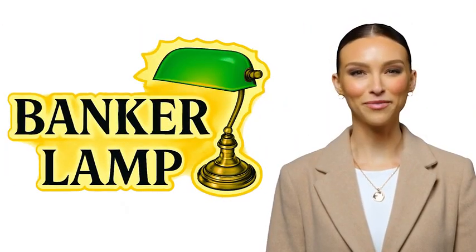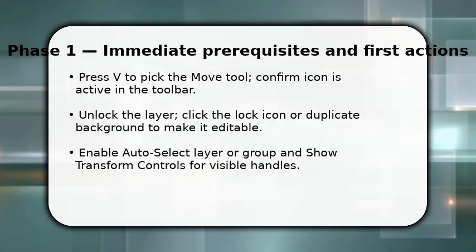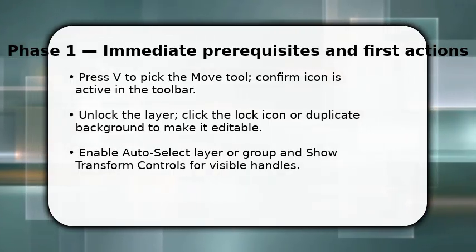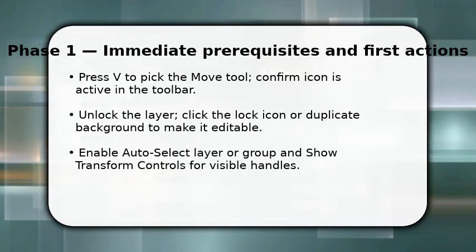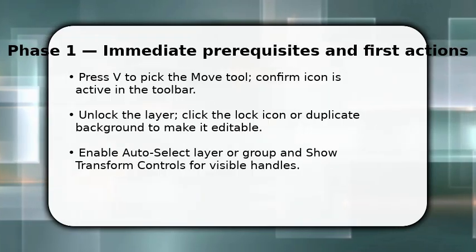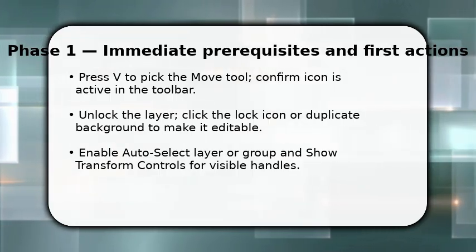Please enjoy the video. You start by taking control. Press V to select the Move tool and make sure the correct layer is unlocked so it can move. Once done, toggle auto-select to layer or group so clicks target the thing you expect, and turn on Show Transform Controls to get visible handles.